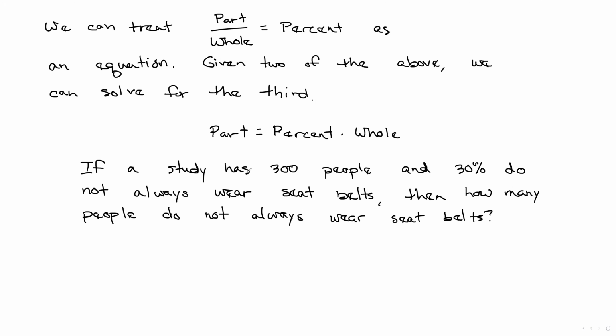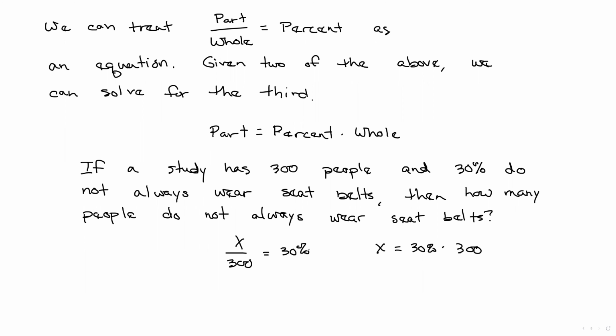So there's a couple ways you could do this. You could either do X over 300, so that's part over whole equals 30%. Or you could do X equals 30% times 300. And these are pretty much the same thing.